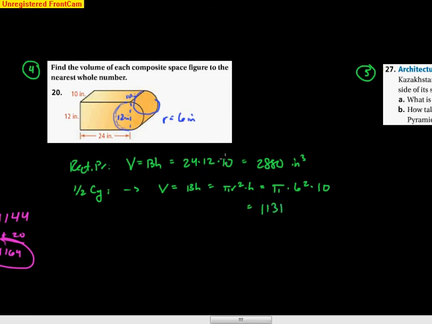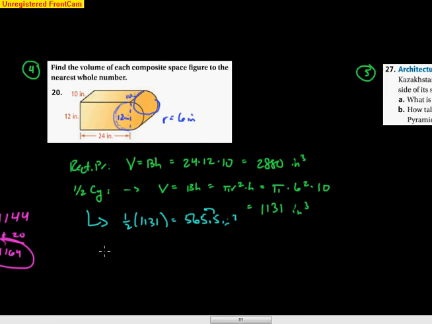And that would be inches cubed. But I would like only half of this cylinder, right? So remember, to take half of that volume, half of 1131 is 565.5. And that would be inches cubed. And that's what I want to do. And again, you can round up to 566 if you want to. It's going to say the nearest whole number, so we're going to do it in the end anyway.